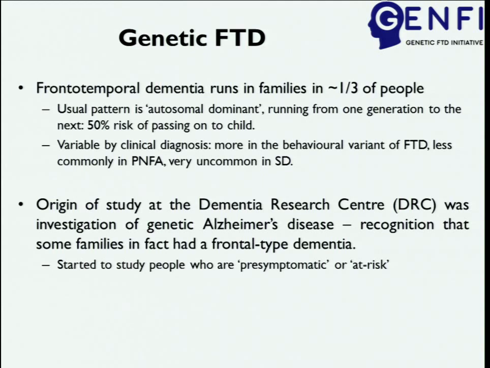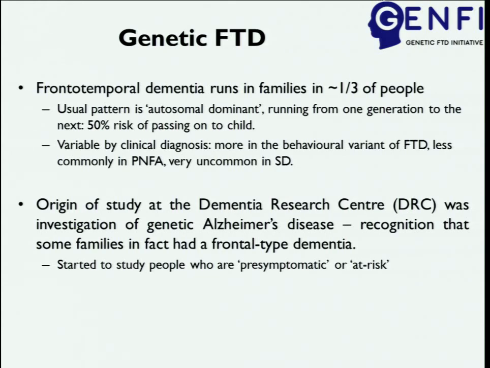But for about a third of people, they will say, yes, there are people in the family that have had behavioral problems or language problems, and we can see that it runs in the family. There are lots of different patterns of how diseases run in families, but the most common pattern, and the one that's found in FTD, is called autosomal dominant. What that means is it runs from one generation to the next. So if you have genetic frontotemporal dementia, you have a 50% risk of passing it on to your child. Each of your children has a 50% risk of developing that problem.